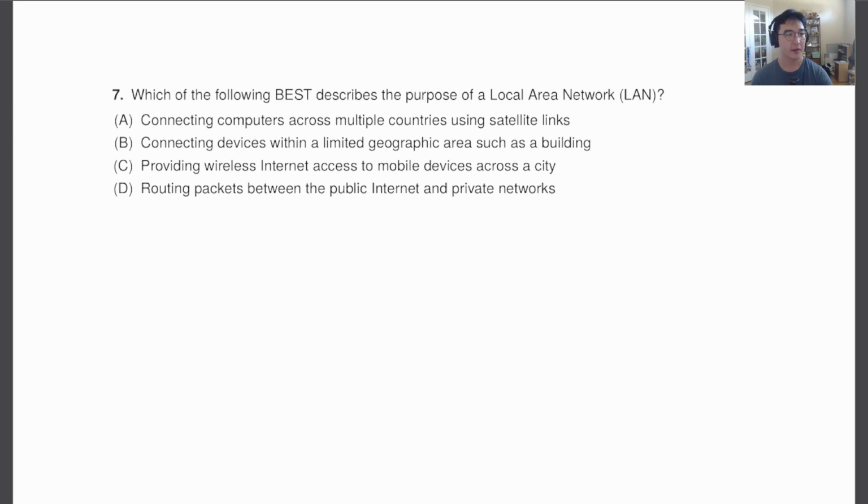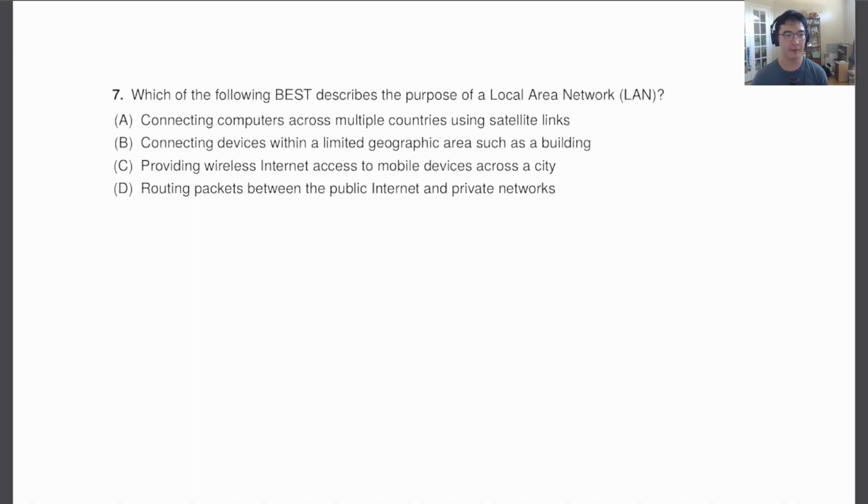Question 7. Which of the following best describes the purpose of a local area network? Is it A, connecting computers across multiple countries using satellite links? B, connecting devices within a limited geographic area such as a building? C, providing wireless internet access to mobile devices across a city? Or D, routing packets between the public internet and private networks?